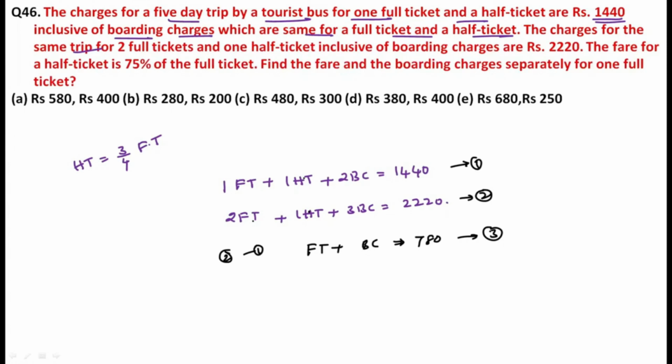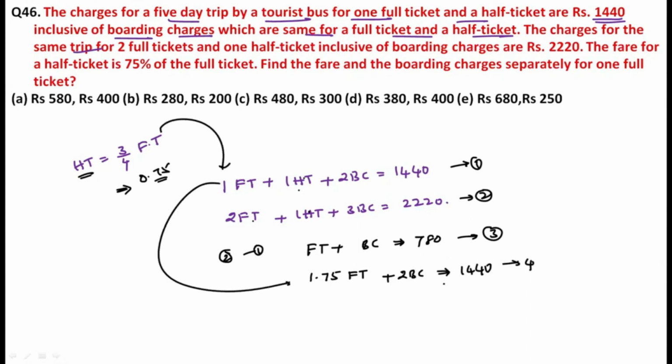But here the question is, we need to find the fare of boarding charges separately and one full ticket. We need to identify the separate prices, guys. And you already know that HT is exactly equal to 3 by 4th of FT, that means 0.75 times. You can substitute it here. If you substitute it here, you get 1.75 full ticket plus 2BC is exactly equal to 1440. Now you can get these. You can substitute it here, you can get these.